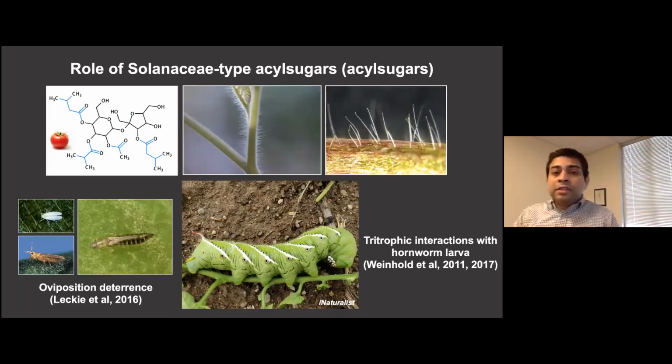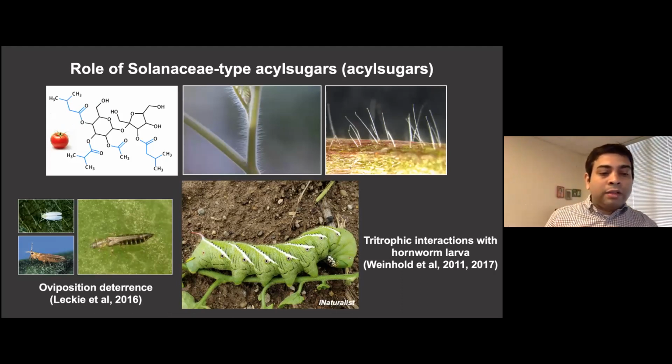Okay, in Solanaceae, these compounds have been studied very well. These acylsugars are produced from the tip cell on top of trichomes in different Solanaceae species. And these are important for deterrence of oviposition by thrips, by whiteflies, etc. Ian Baldwin's lab has also shown that these acylsugars mediate tritrophic interactions.